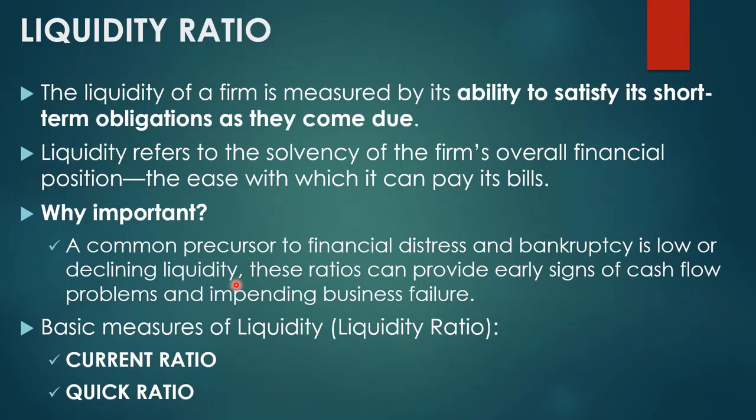Kaya ang mga creditor, usually, tinitingnan nila ang liquidity ratio ng isang company. Kasi from there, ma-assess nila kung may capability yung company na bayaran yung mga utang nito. So, mahalaga ang liquidity ratio. Now, ano yung mga basic measures of liquidity? Ito sina current ratio at sina quick ratio.